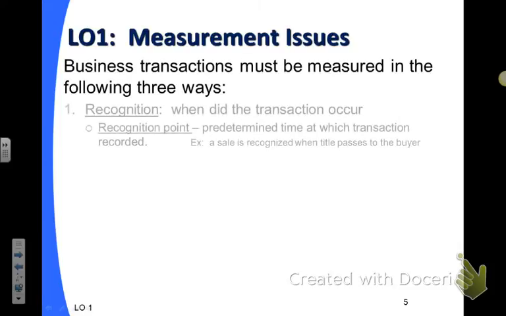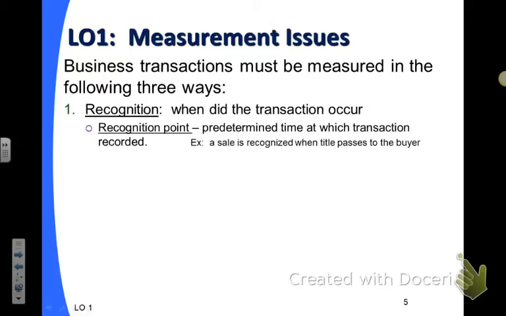So, first, recognition. Recognition refers to when the actual transaction occurs. It's basically a predetermined point in time that we're going to record the transaction. For instance, we can say that a sale is measured or recognized when title passes from the seller to the buyer. We also want to look at recognition because different things can take place in a business that may not yet be an actual transaction.